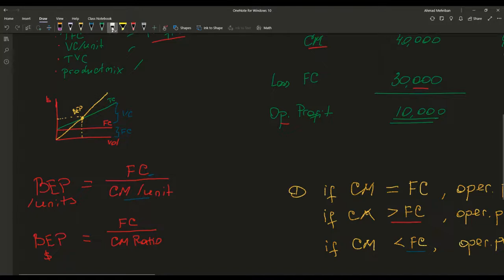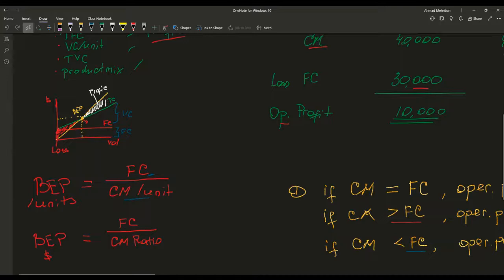Anything above this point, this section right here, is going to be our profit. And notice the higher the sales, the larger the profit. If we also highlight the section of the loss, anything below the break-even point right here is going to be our loss. So we can calculate exactly how many units we need to sell to reach this break-even point.